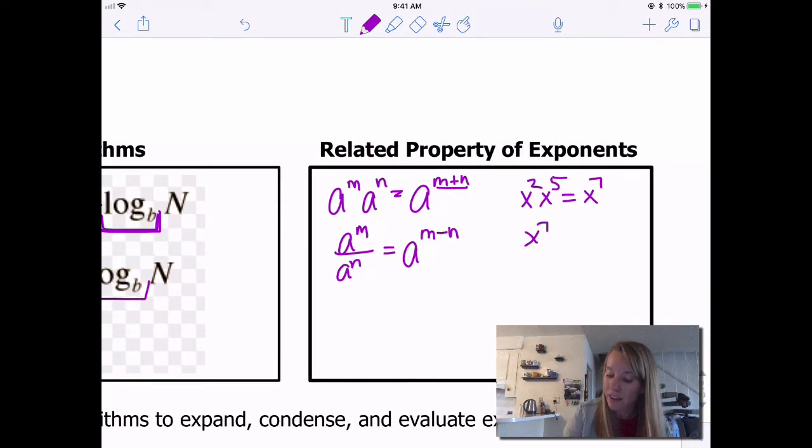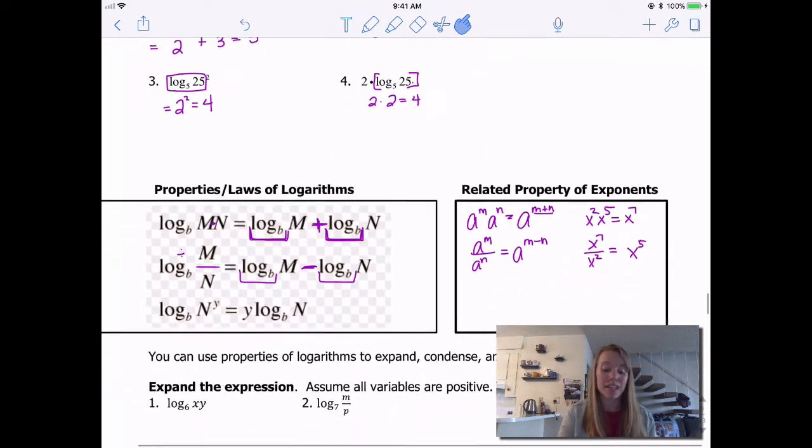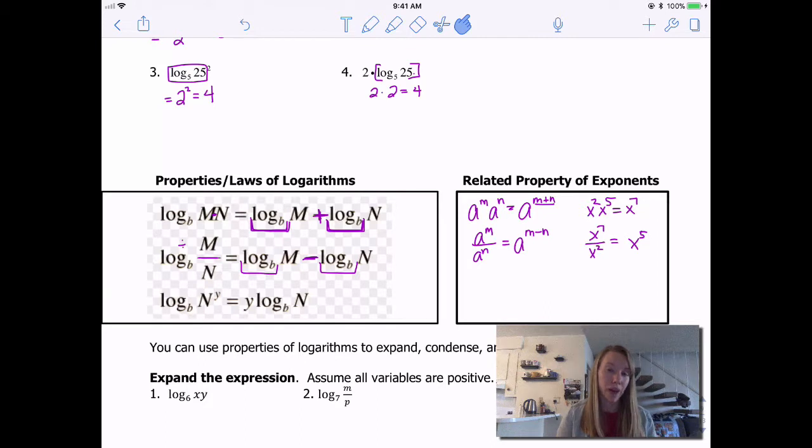Or think 7 over x squared. This is x to the 5th. I take 7 minus 2, or I go to battle. So again, logs are exponents. They equal exponents, so they should also act the way that exponents do.